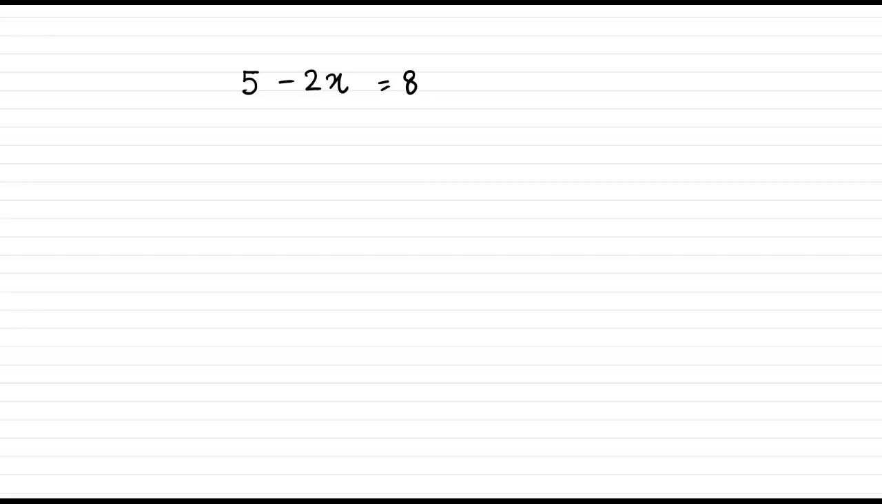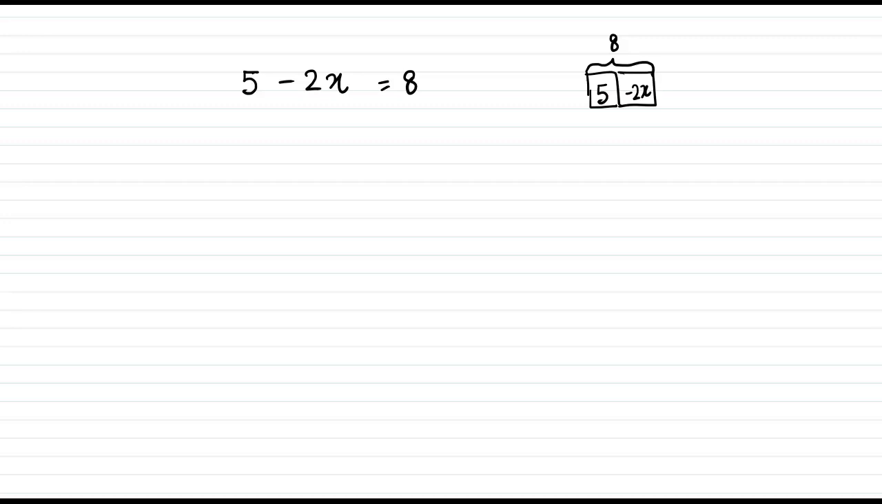The equation says 5 minus 2x equals 8. That means we have 5 with us and we have negative 2x with us. Both these are put together. Putting together means they are added. And when we put them together, or we add them, we get the answer 8. So now you know that 5 is being added to negative 2x.